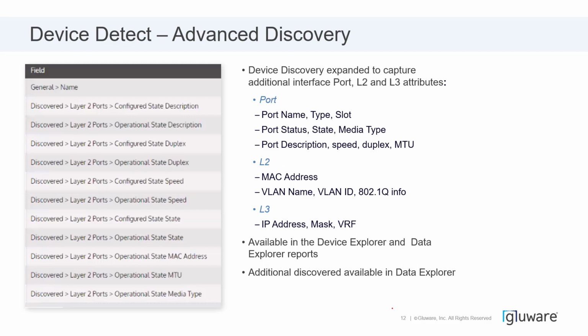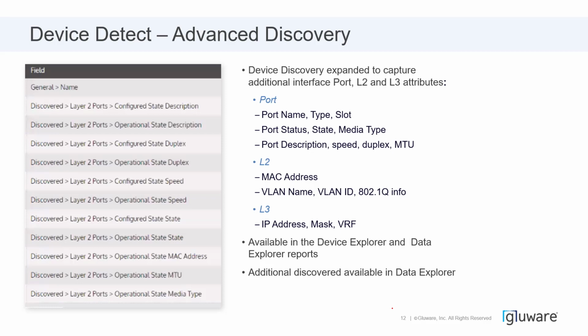One of the newest advancements that's really helping power those reports and make them really meaningful when you're thinking about security and capacity planning and inventory is our device discovery that's interrogating each device. We've now expanded device discovery, we call it advanced discovery, to capture more information about the ports, the layer 2 configuration and operational state, and the layer 3 configuration and operational state. And that data is now available in Data Explorer to generate into your reports.